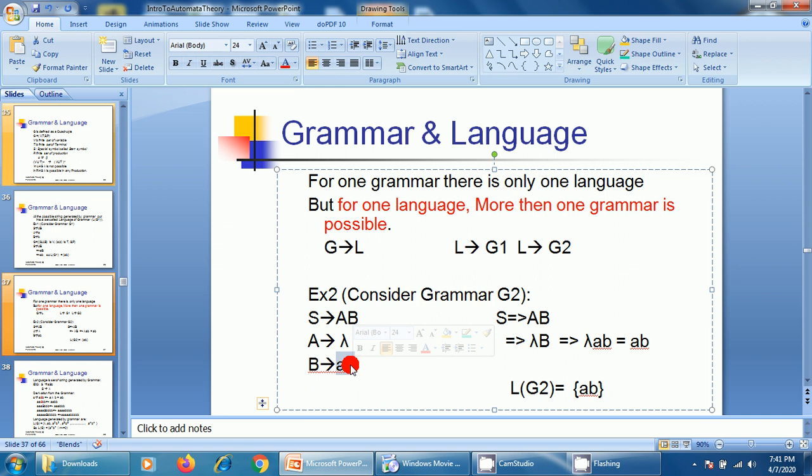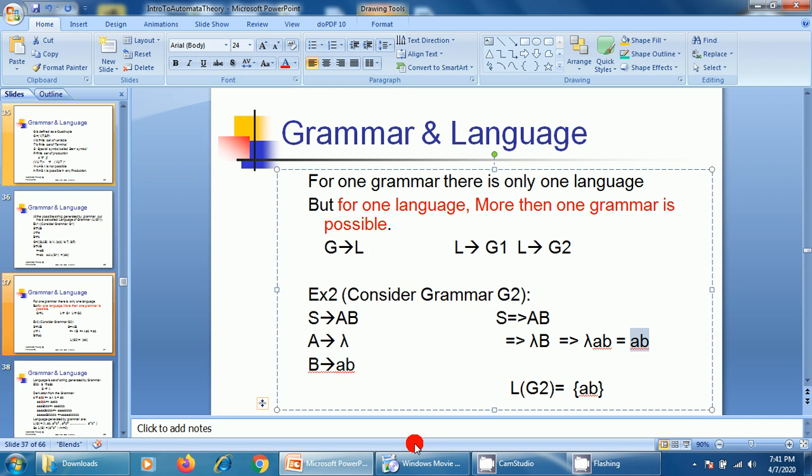And which one is the start symbol? We'll see the first production. The left hand side of the first production is called the start symbol. So S is the start symbol, and P is a set of productions. There are three productions given: S tends to AB, A tends to lambda, and B tends to Ab. So P is a set of productions. So see, can we say that small ab is a sentence of this grammar?